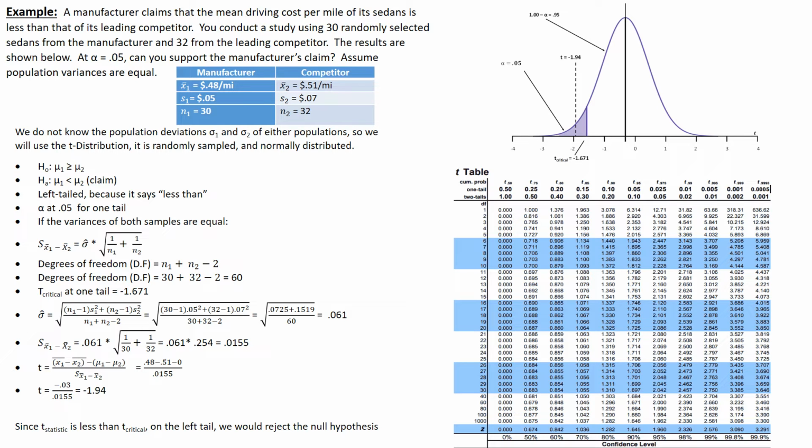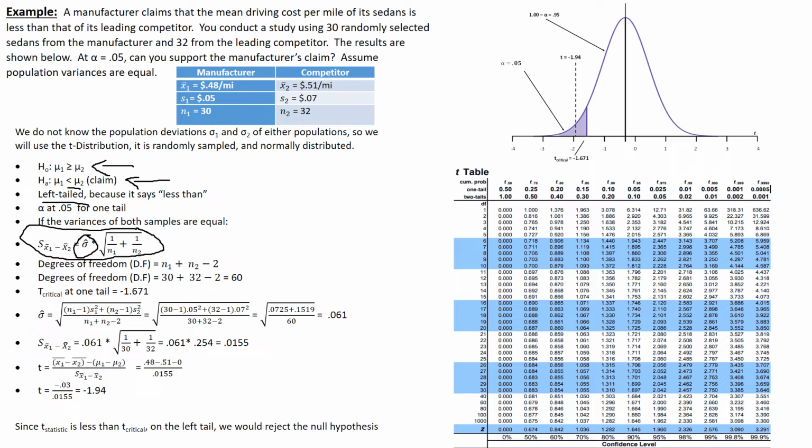So the population variances are equal, which means it's the two-step formula we have to use here. First we have to find our sigma hat, which is right here. We'll do that in a moment. So our null hypothesis would be greater than or equal to, because they're making the claim in the alternate, that the manufacturer's mean driving cost is less than the leading competitor's. So it's less than, pointing to the left, so it's one-tailed, left-tailed.